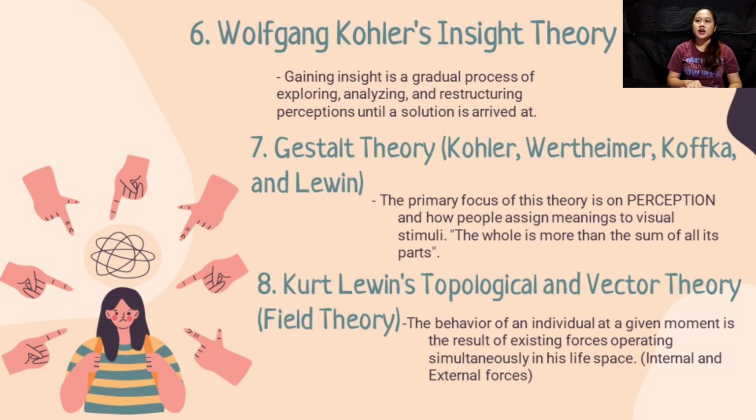So number 8 is topological and vector theory. Kurt Lewin's topological and vector theory, also called field theory, holds that the behavior of an individual at a given moment is the result of existing forces operating simultaneously in his life space. This theory examines the pattern of interaction between the individual and the total field.